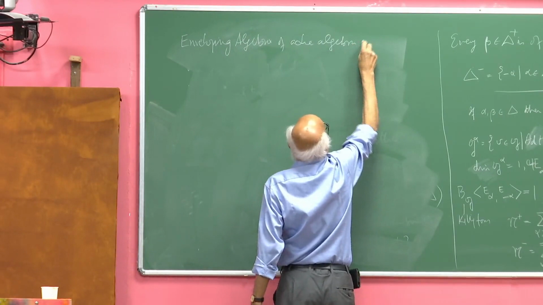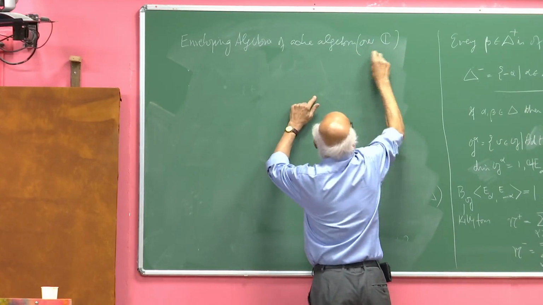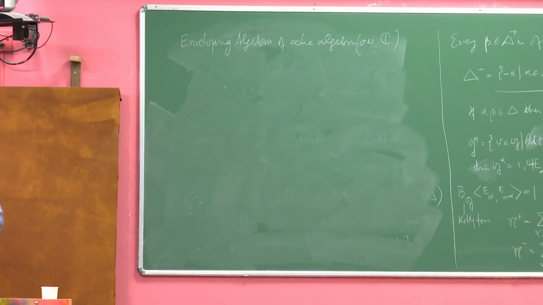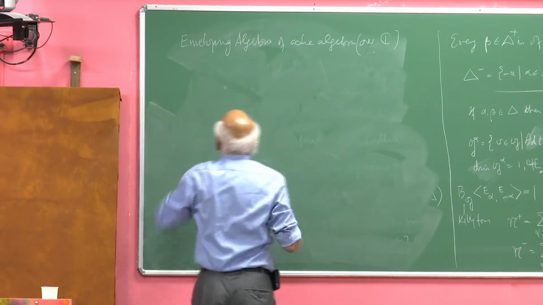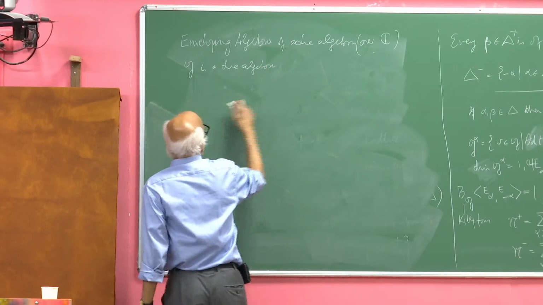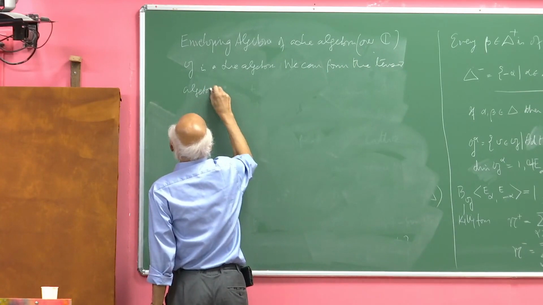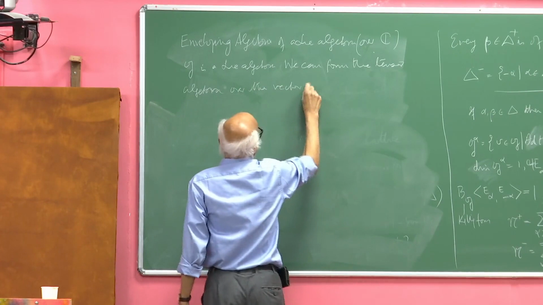This can be done over an arbitrary field, but I will confine myself, always assume that I am going to work over C. But what I am going to say will work over any field. So if G is a Lie algebra, we can form the tensor algebra over the vector space G. For the present, I am ignoring the Lie algebra structure.